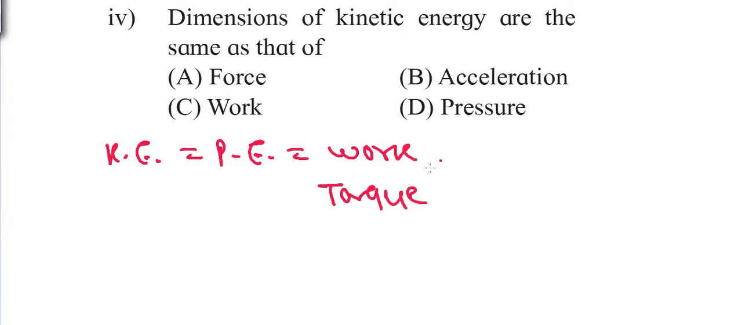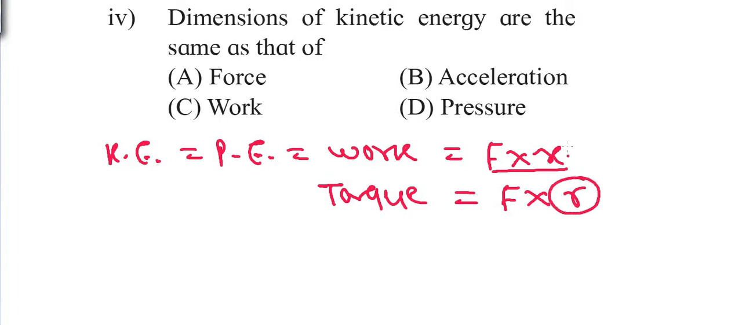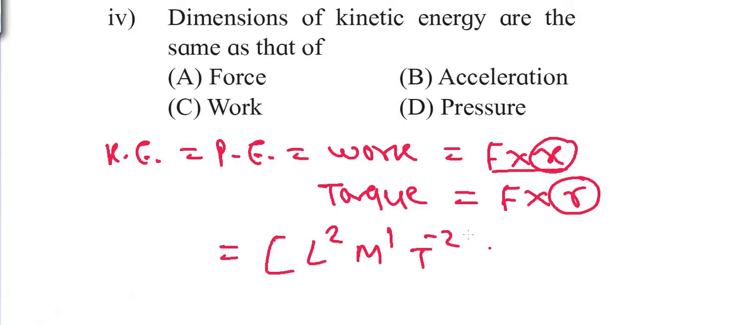Now I'll explain this. Now what is the formula for work? Force multiplied by distance, and the formula for torque is force multiplied by moment arm. There is a difference between the physical term moment arm and distance, but remember at the end both are length. So work is force into length and torque is also force into length. So these all have same dimensions, and their dimensions are equal to L raised to 2, M raised to 1 and T raised to minus 2.